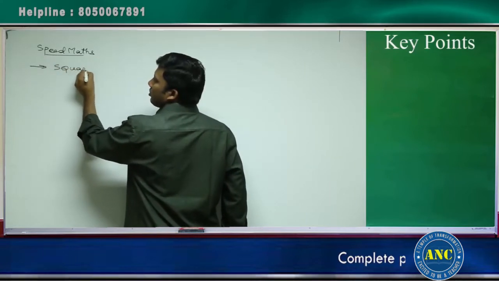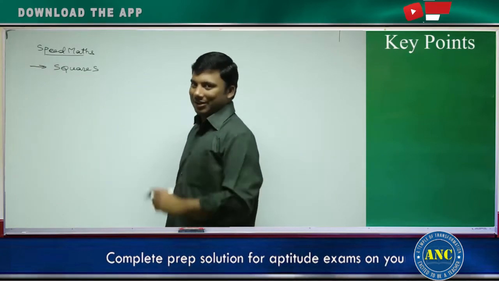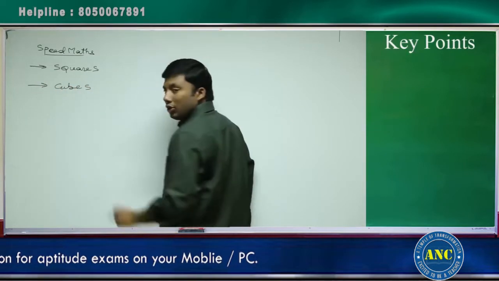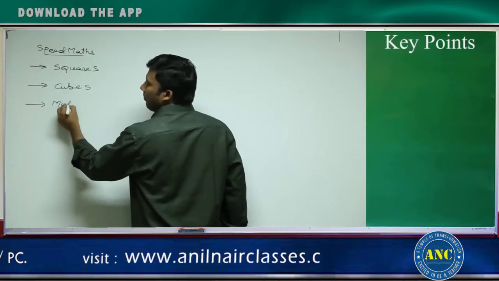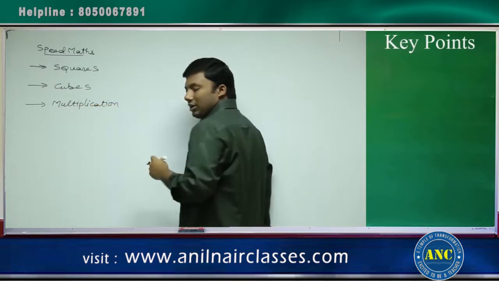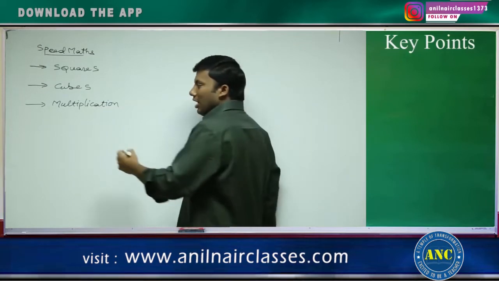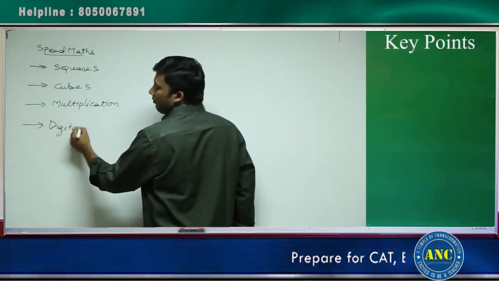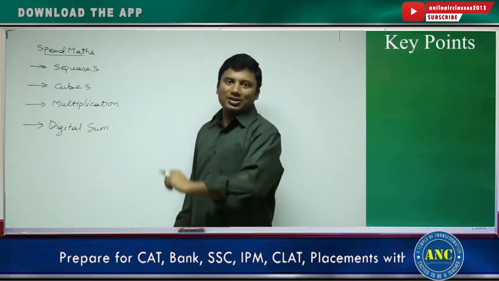First module is squares. We will discuss all the problems related to how to find the square of a number. Then we will discuss all the problems related to how to find the cube of a number. Then we will discuss how to multiply any two numbers, whether close to each other or not close to each other. And last but not least, we will also discuss how to cross check whether our answer is right or wrong by using the most powerful concept in mathematics, that is digital sum. So these are the four topics which we will discuss.